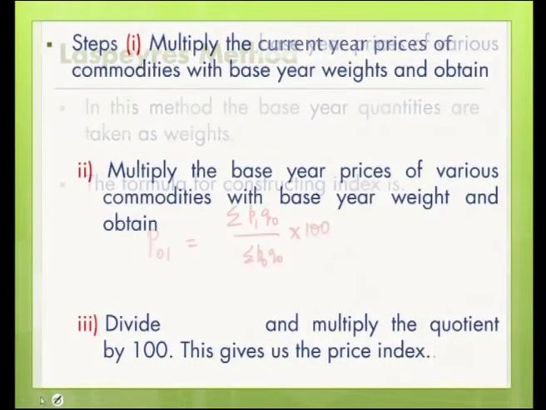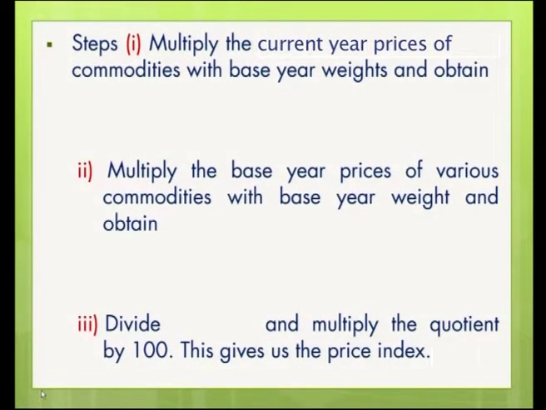Multiply the current year prices of various commodities with base year weights and obtain summation P1 Q naught. Next, multiply the base year prices of various commodities with base year weights and obtain summation P naught Q naught. Divide summation P1 Q naught by summation P naught Q naught and multiply the quotient by 100. This gives the price index.